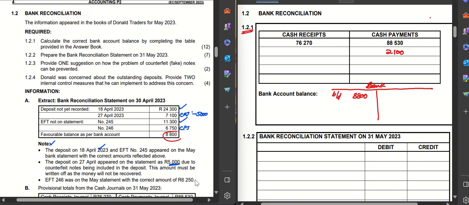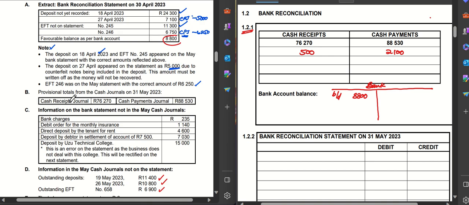But the correct amount must be 6,250. All right. So if I get the difference between 6,750 and 6,250, the difference is 500. That simply means we have 500 more in the CPJ. And if your CPJ is more, you record the difference in the CRJ. So you come here, then you say 500 over there. I'm going to move on now to information B.